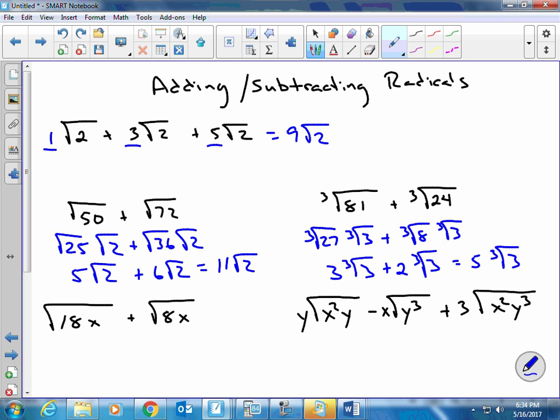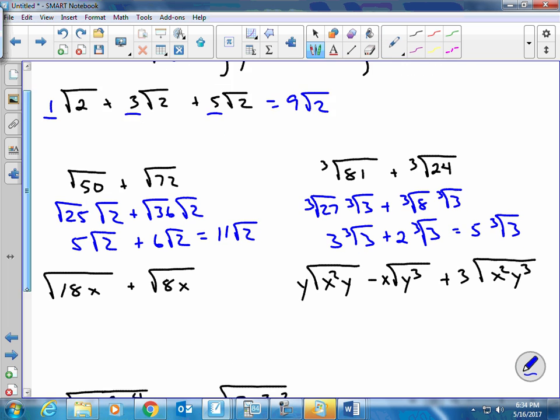As long as what's inside is the same, and the outside's a whole number, which we're going to talk about here in a second, or an integer, we are going to simply add the outside terms like coefficients. All right. What if we have some variables? Let's make it a little harder.